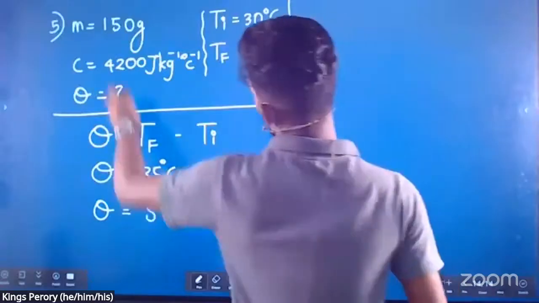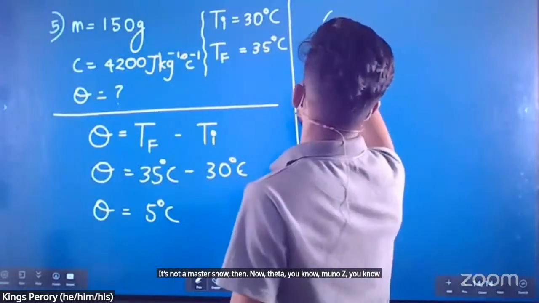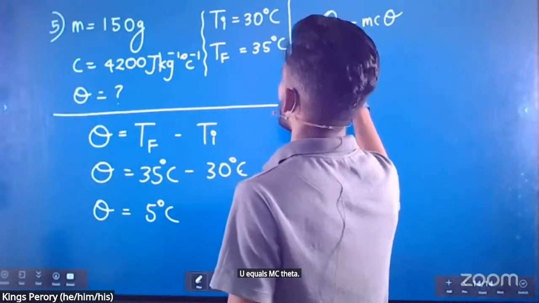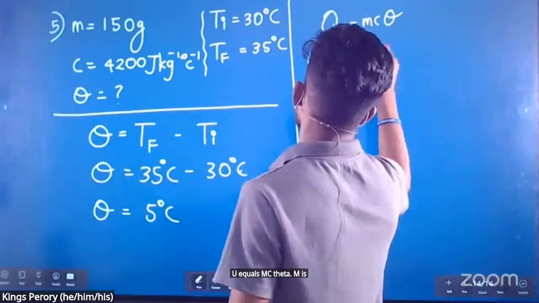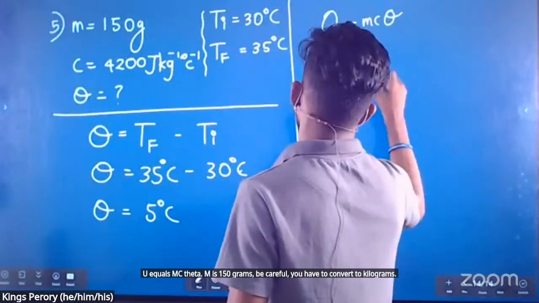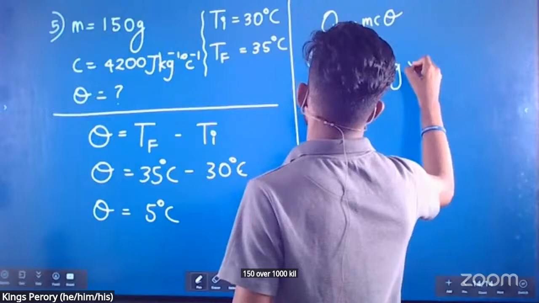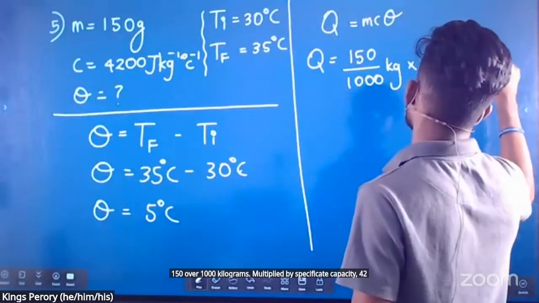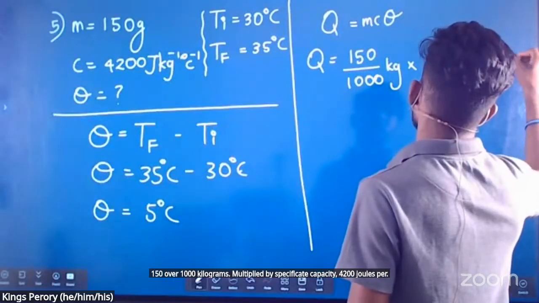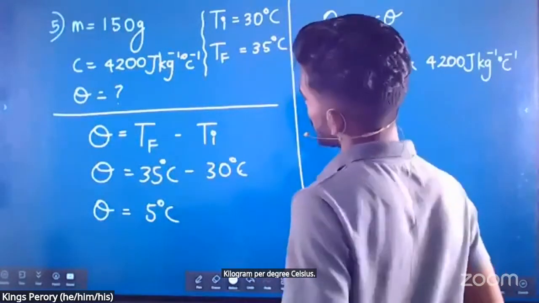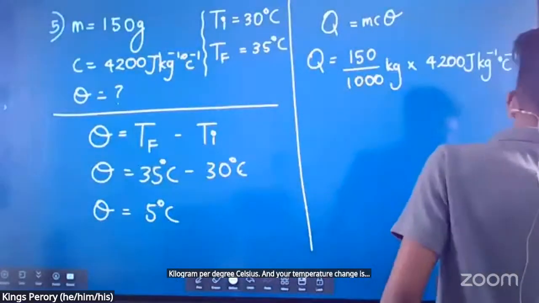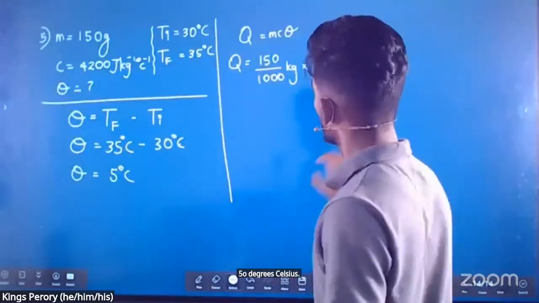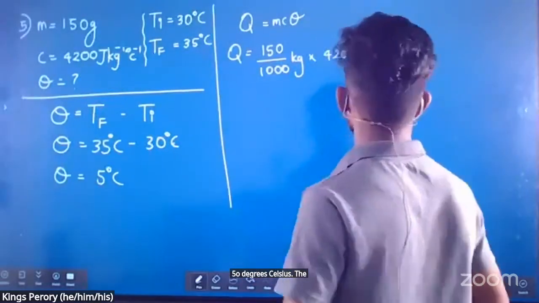Now theta you know, M you know, C you know. How to find Q? Apply the equation. Q equals MC theta. M is 150 grams. Be careful, you have to convert to kilograms. 150 over 1000 kilograms, multiplied by specific heat capacity 4200 joules per kilogram per degree Celsius, and your temperature change is 5 degrees Celsius.